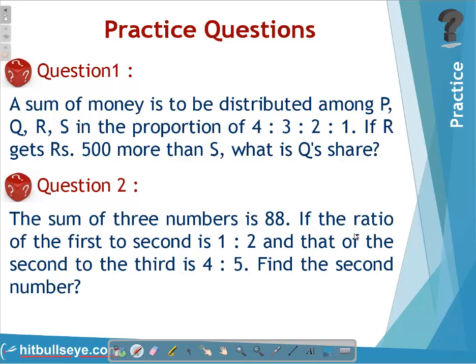Now I have some practice questions for you. You could note down these questions and practice them. Question number 1. A sum of money is to be distributed among P, Q, R, S in the proportion of 4:3:2:1. If R gets rupees 500 more than S, what is Q's share? Question 2. The sum of 3 numbers is 88. If the ratio of the first to the second is 1:2 and the ratio of the second to third is 4:5, find the second number.